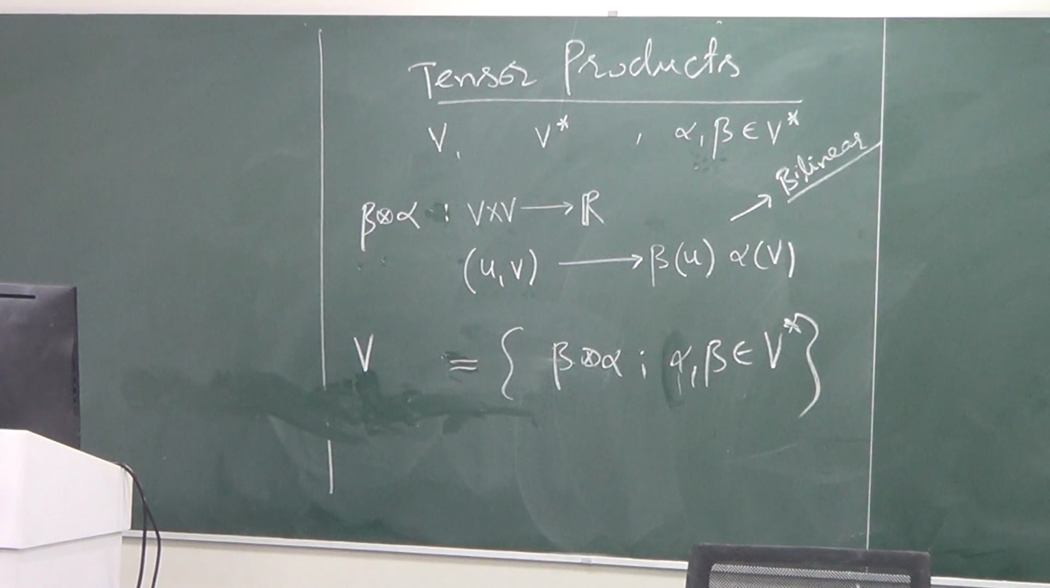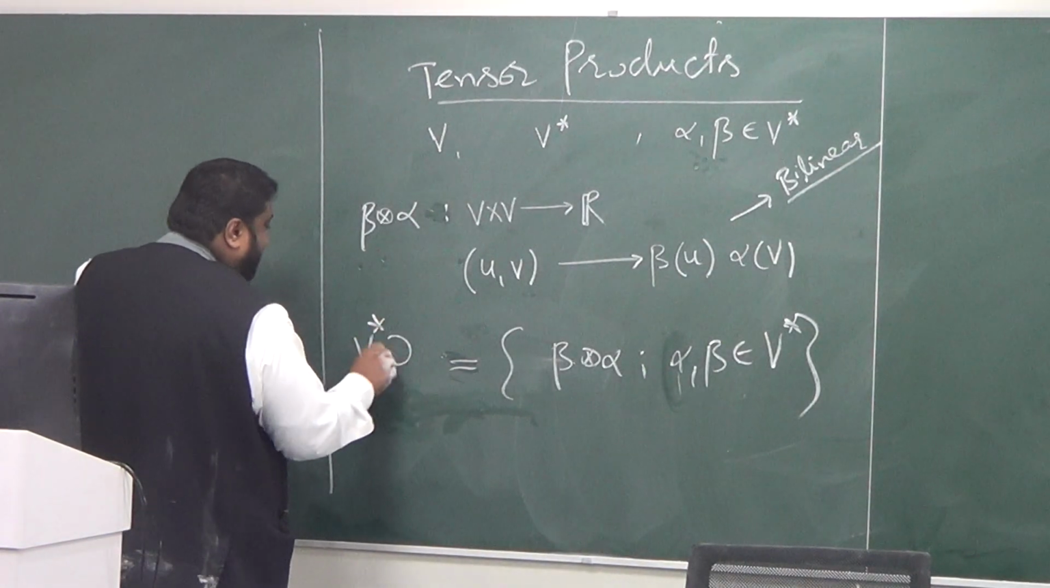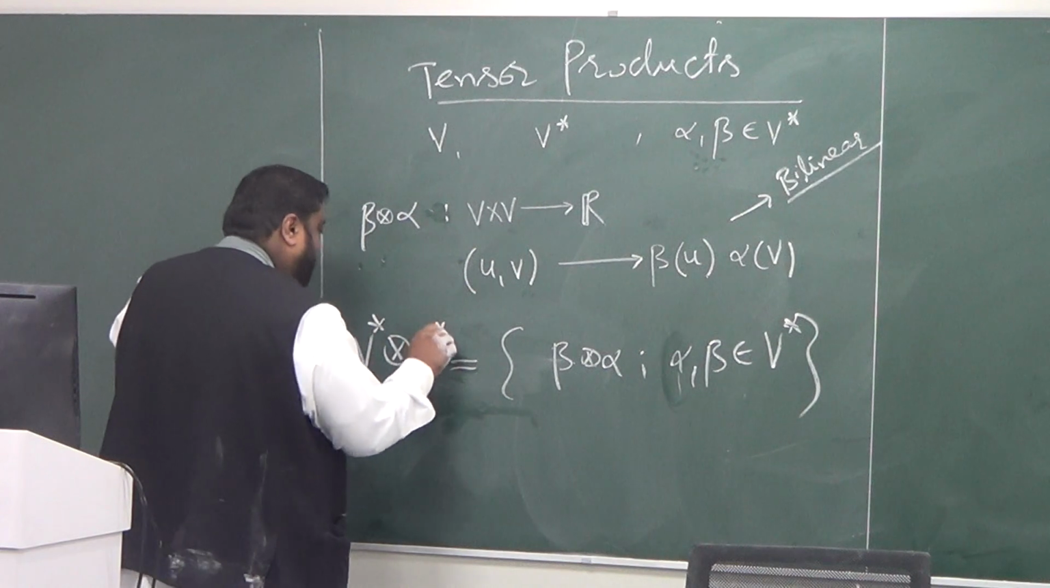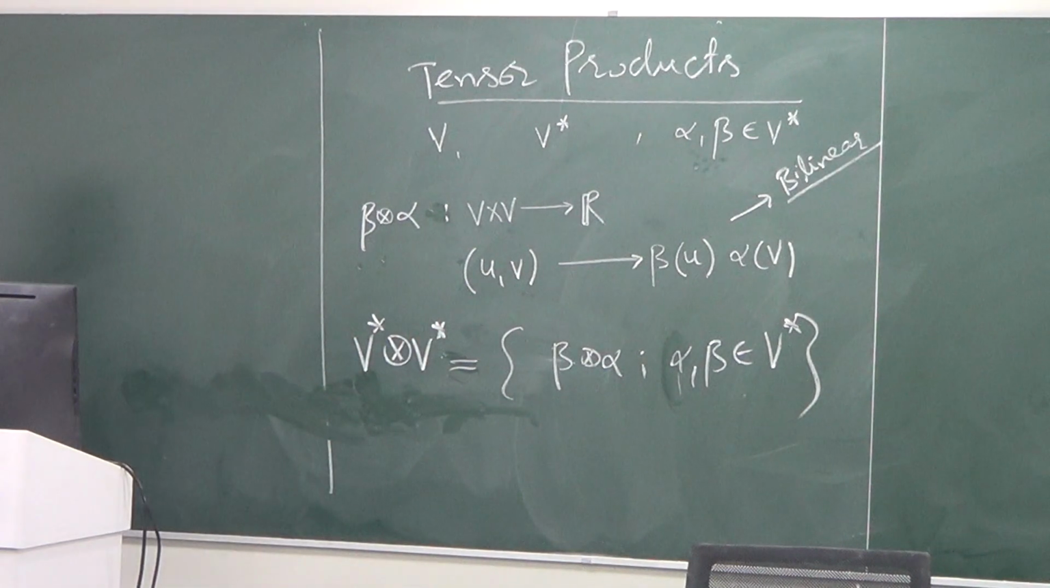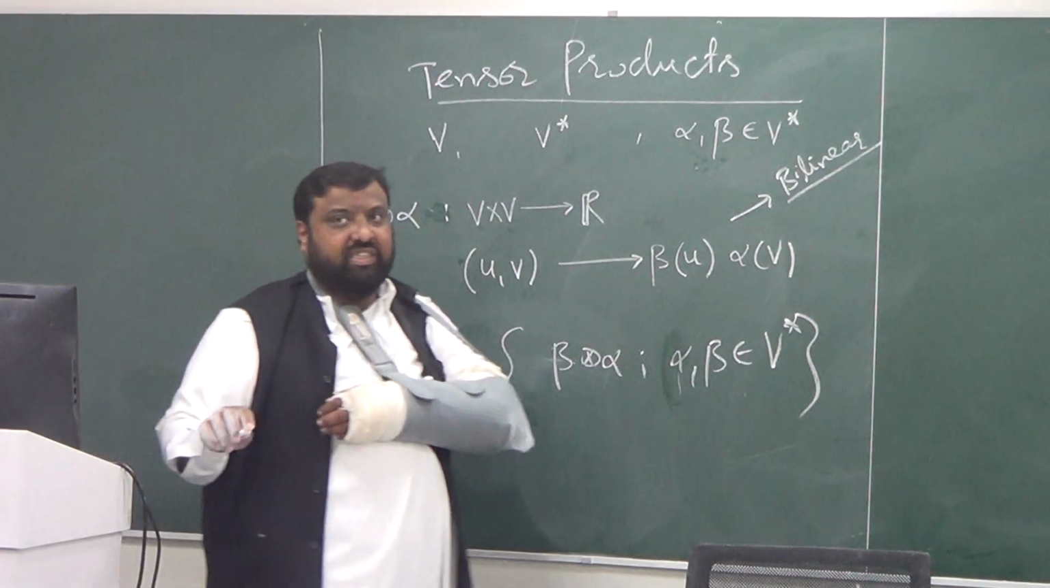So if you have a linear map from V into R, you are putting it into V star. So now you have maps from V cross V, not V star squared. But how about giving this the name V star tensor product V star? This should be a good name. So taking the tensor product of V star with V star. Are you getting the point?